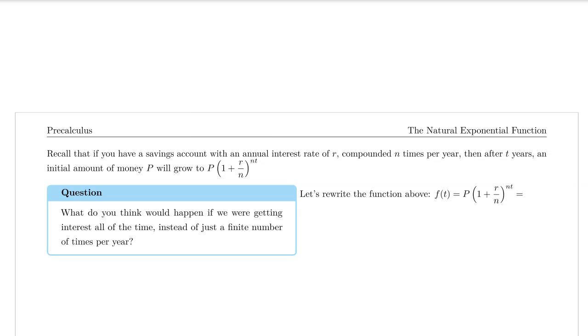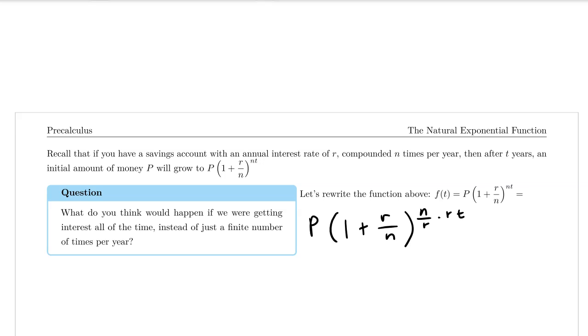So let's go ahead and rewrite this function above, f of t, as P times (1 + r/n) to the nt power. I'm going to rewrite this slightly: P times (1 + r/n) to the power of (n/r) times rt. I just edited the exponent slightly, but notice that if I multiply n over r times r, the r in the numerator and the r in the denominator would cancel out, and it would return to an exponent of n times t. That's okay for us to do, because if we multiply them, that gives us the original exponent.